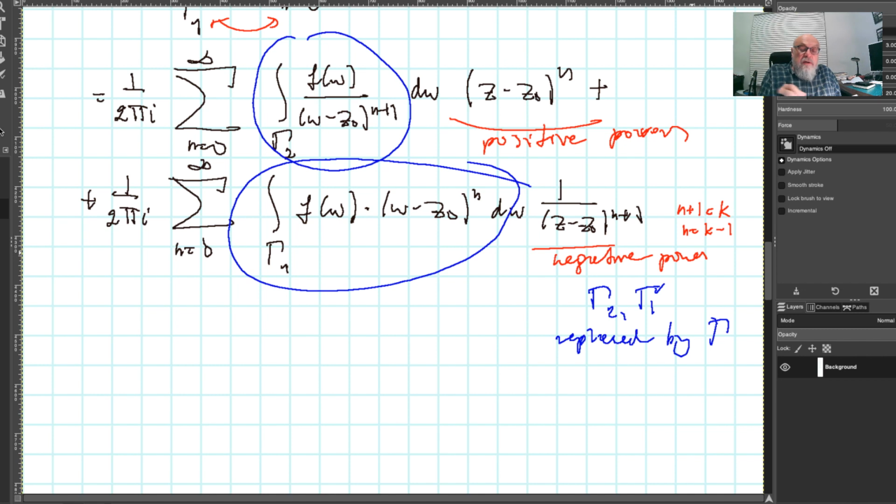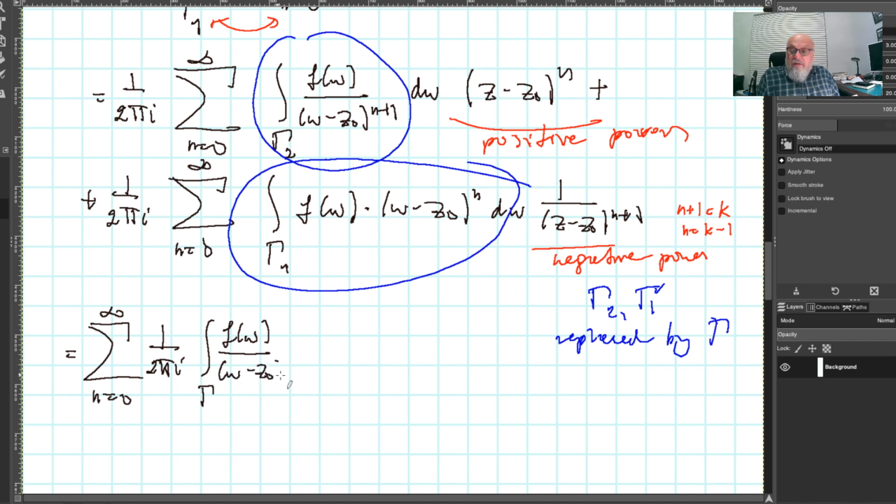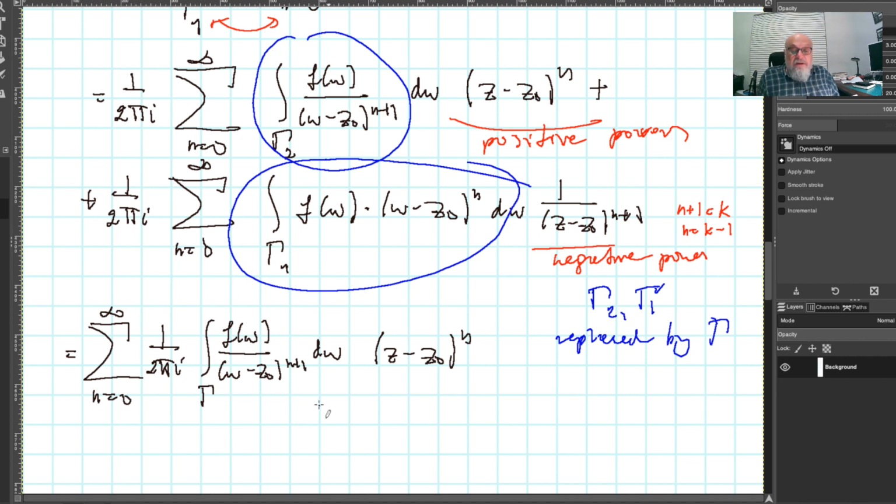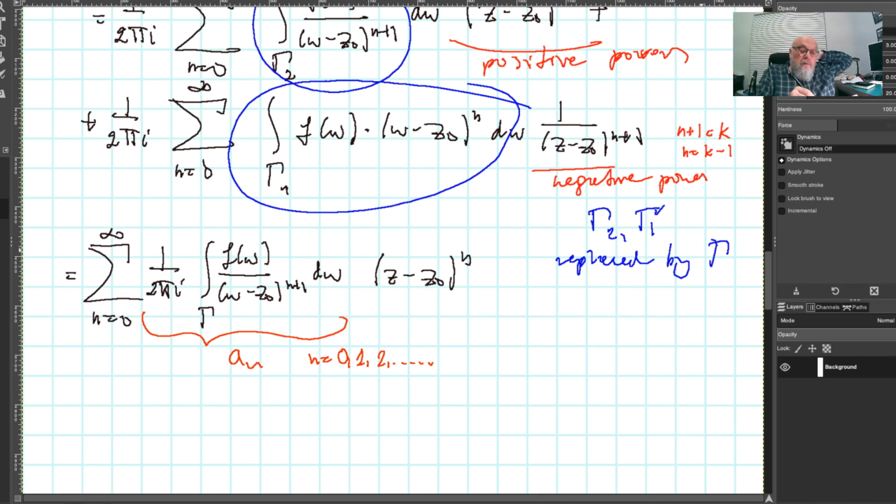So I can continue my consideration here. I get n equal 0 to infinity, then I have 1 over 2 pi i, integral over gamma of f of omega over omega minus z0 to the power n plus 1 d omega, and that one is z minus z0 to the power n. So that means simply that this is my coefficient a_n for n equal to 0, 1, 2, etc. And then we have also plus another series.